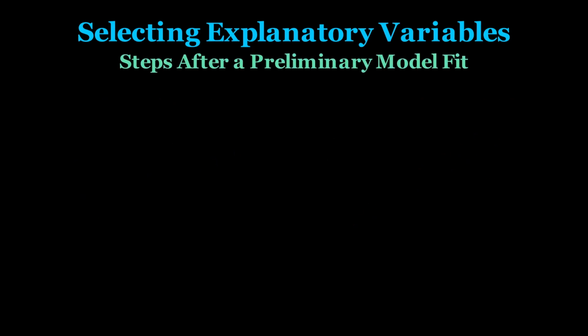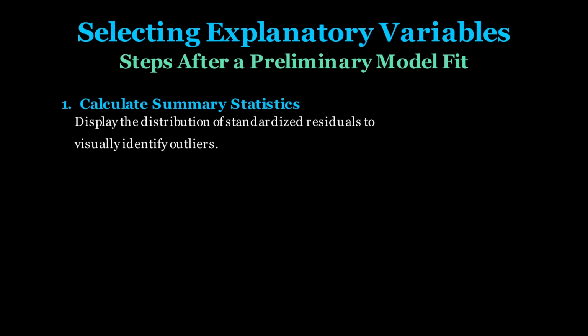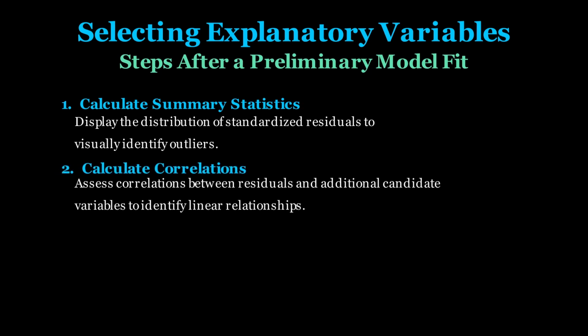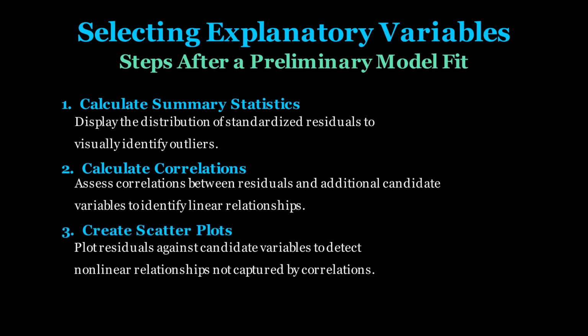After fitting an initial model, we can follow these 3 steps to check whether additional variables are needed. The first step is to compute summary statistics for the standardized residuals. This gives an overview of the distribution and flags potential outliers. Next, we calculate the correlation between the residuals and any additional explanatory variables being considered. A non-zero correlation suggests a linear relationship worth including. Lastly, we can create scatter plots of the residuals against those candidate variables. This can reveal curved or nonlinear patterns that the correlation coefficient alone cannot capture.